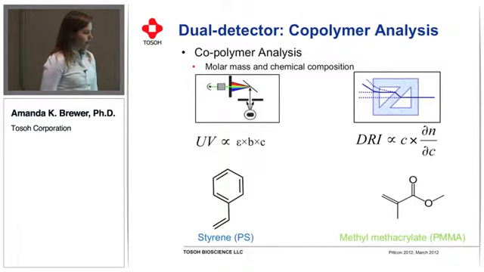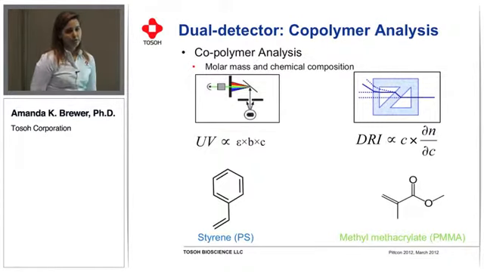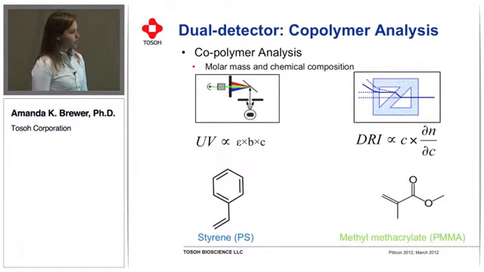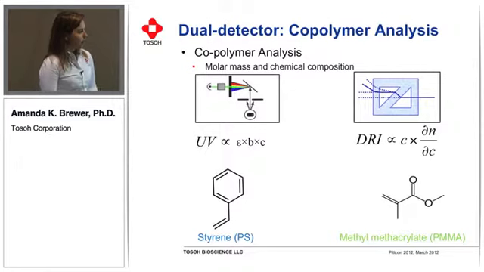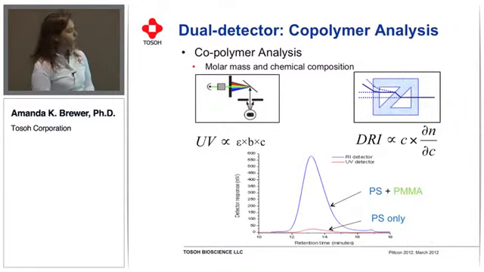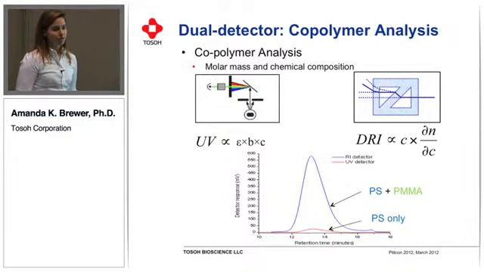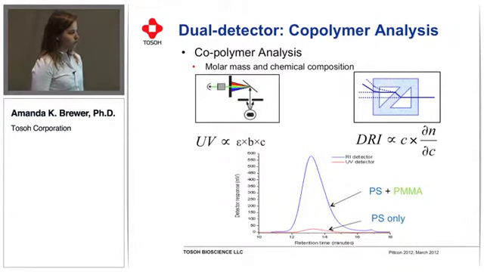So we have our two monomers. We have polystyrene and polymethyl methacrylate. Polystyrene is UV visible, while PMMA is not. So we have two concentration sensitive detectors. The UV detector is only going to detect the concentration of polystyrene, here in red, and then the RI detector is going to be able to detect the concentration of the whole entire sample. So the PMMA components and the polystyrene components.